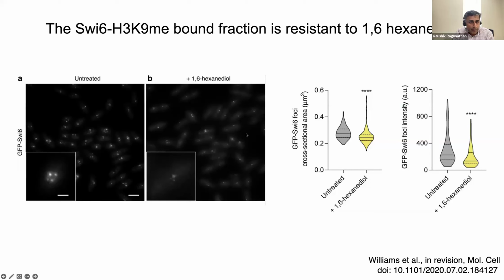So something that Megan's lab did was an experiment where they added 1,6-hexanediol to cells that express GFP SY6. So here you can see clusters of GFP SY6. As I've shown you before, they form these really beautiful puncta. There's about 3 to 4 foci per cell. If you add hexanediol, what you can see is that the brightness of these foci substantially reduces, but there's a bunch of SY6 that's still bound to H3K9 methylation. So in conjunction with the single molecule data that I showed you before, this very likely corresponds to the bound fraction of SY6, and what 1,6-hexanediol rapidly depletes is that fraction of SY6 which is unbound from chromatin.